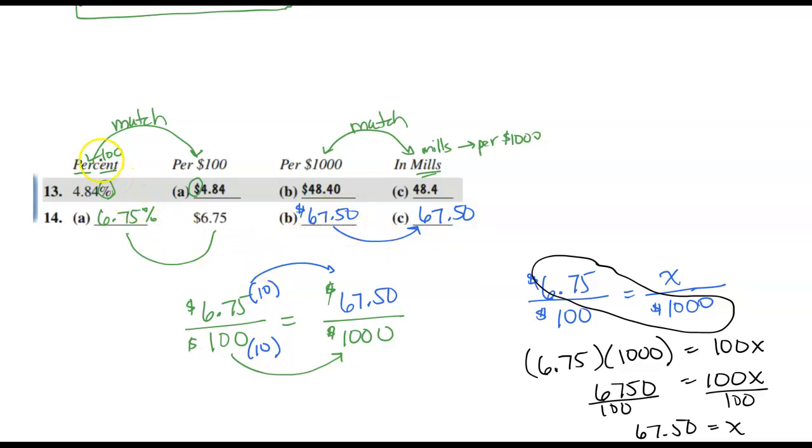So ones to remember, percent and per 100 should match because they both mean per 100. It's just one has a label of a percent and one is labeling dollars. Per 1,000 and mils, again, should match. One is labeled in dollars and the other is just a number because mils means per 1,000.